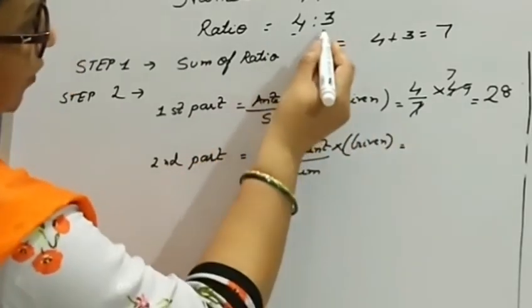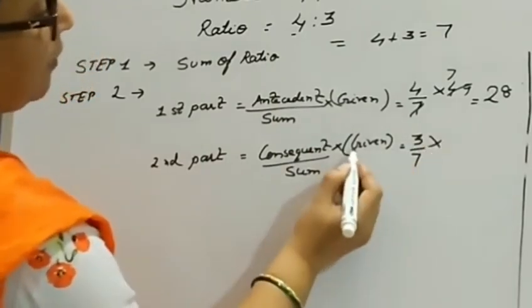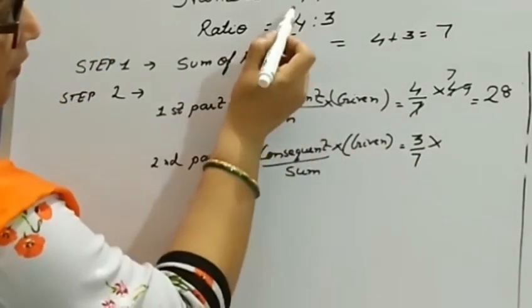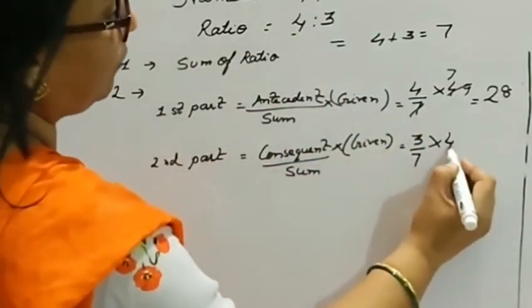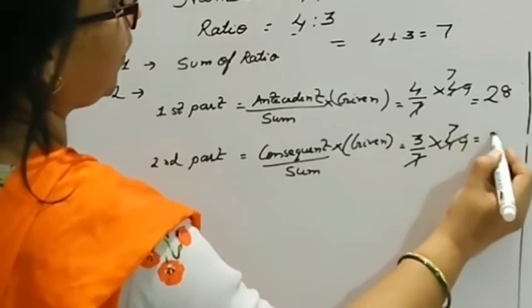Second part or second share of the number is consequent upon sum of the ratio. It means, what is the consequent here? 3. Upon sum of the ratio means 7, into the given number or quantity. Here the given number is 49, so multiply by 49. Again cancel by 7. 7 threes are 21.